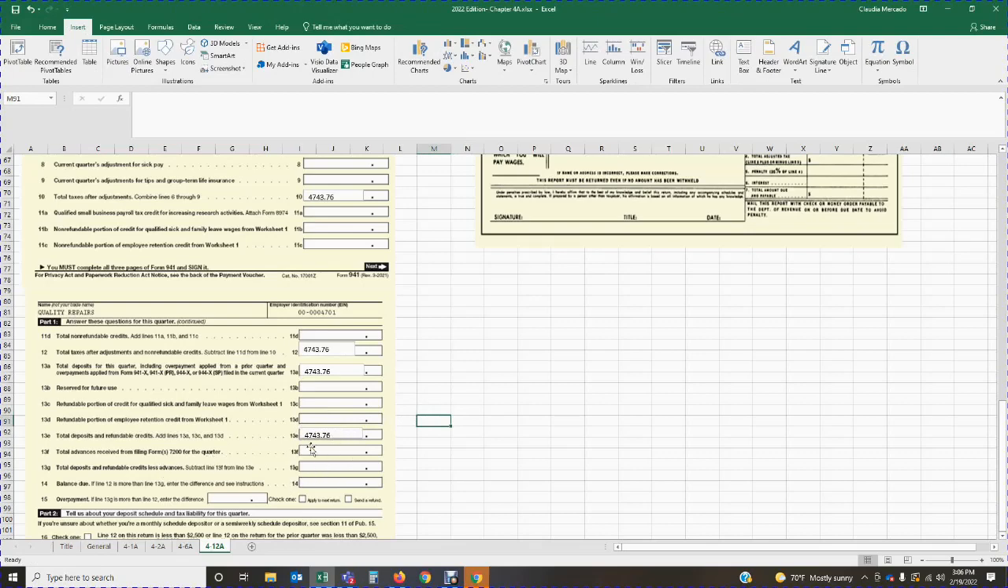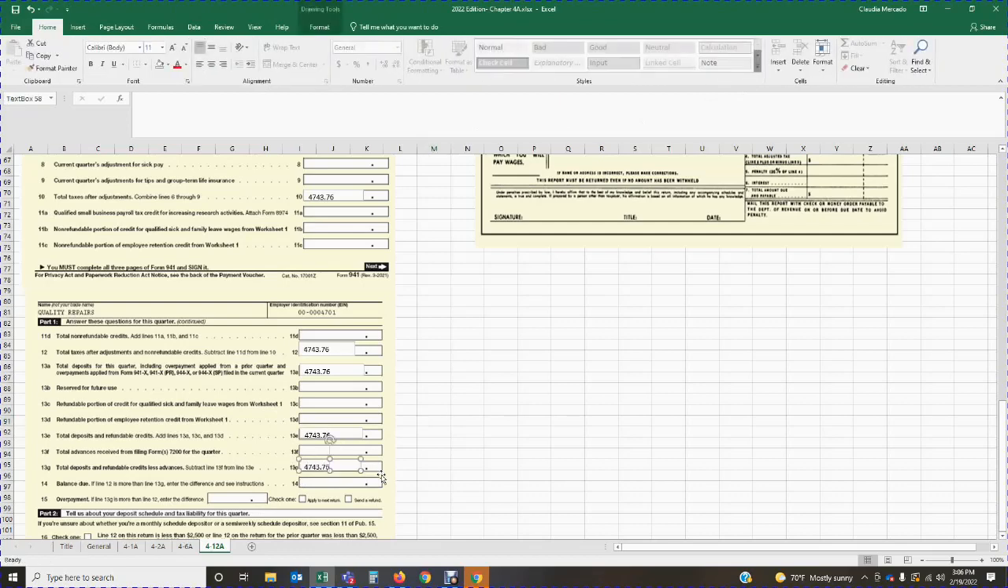13F, total advances. We don't have any information about advances. 13G, total deposits and refundable credits less advances. So subtract line 13F, which is 0, from line 13E, which is 4743.76. So therefore my number for line number 13G is 4743.76. Line 14, balance due. Do we have a balance due? Nope. All of our deposits were made for the correct amount, 4743.76. So we are good to go for the quarter.